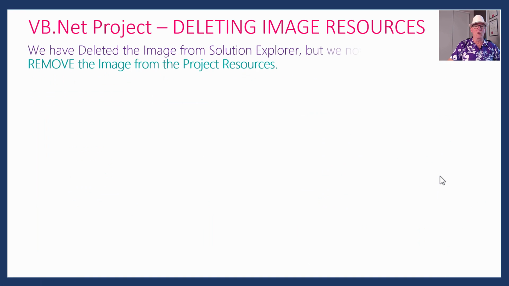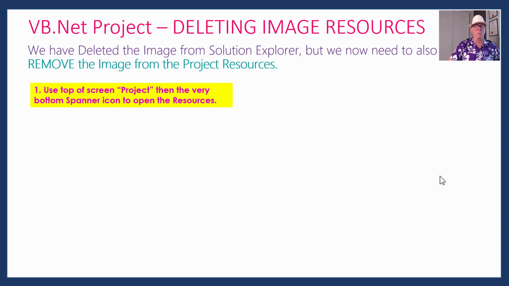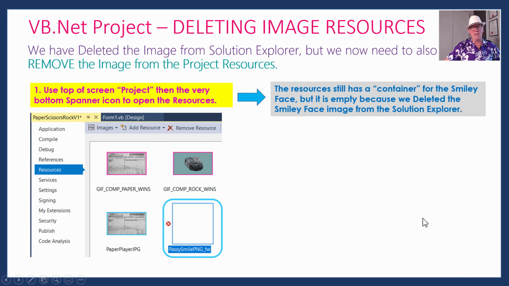But there's still step 2. You need to actually reopen your project resources again. So remember, up the top of the screen, just go Project, then go down the very bottom to where that spanner icon is and open the resources. What'll happen now is Passy Smile, see how it's an empty box here because the picture's actually been deleted.